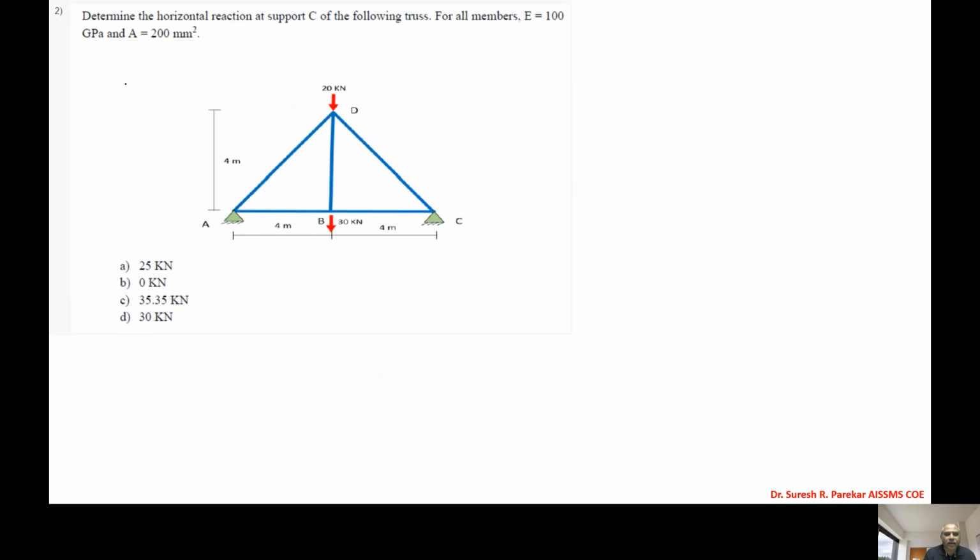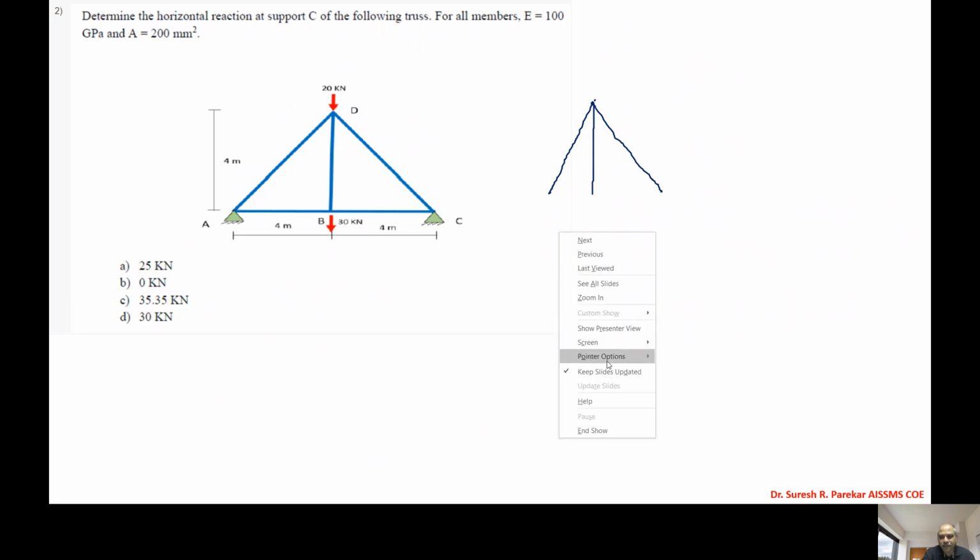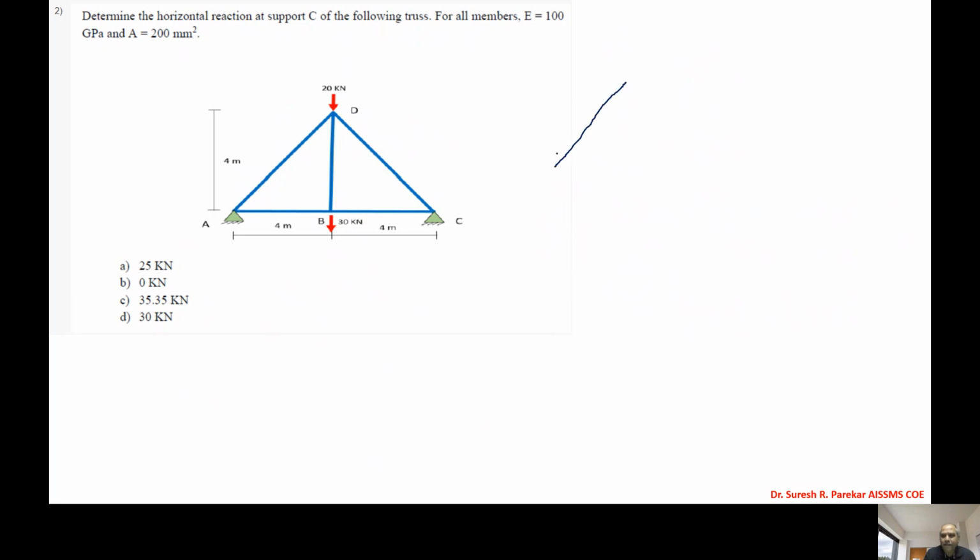Then we have the second problem: determine the horizontal reaction at support C. So we have horizontal reaction. Whenever we go for this, always calculate K forces first and then go for P forces. First I will make the truss determinate, by removing the horizontal reaction at C. So we have only vertical reaction over here.